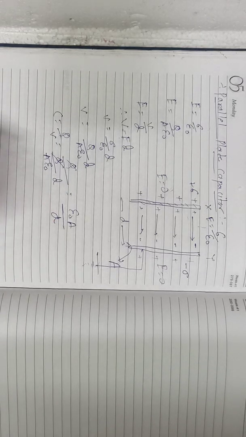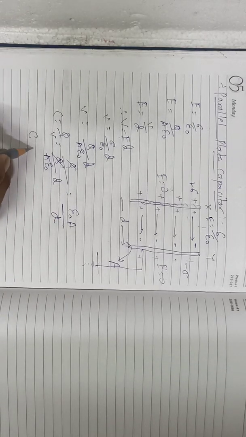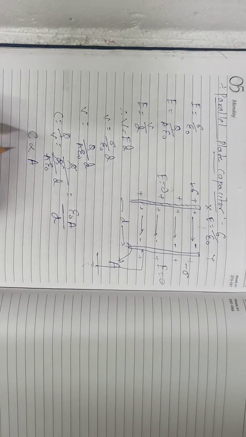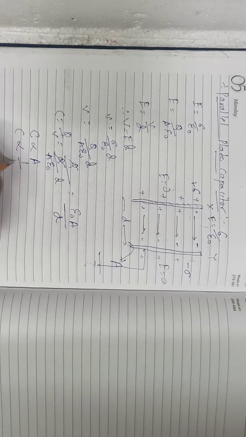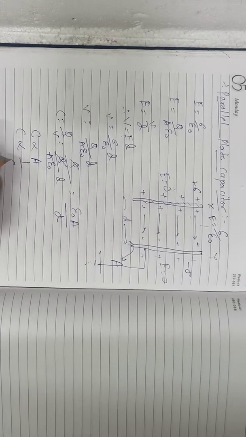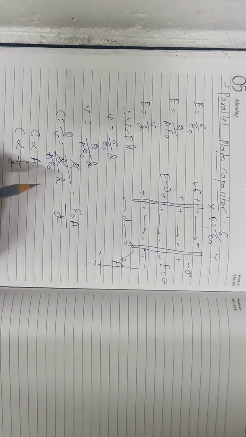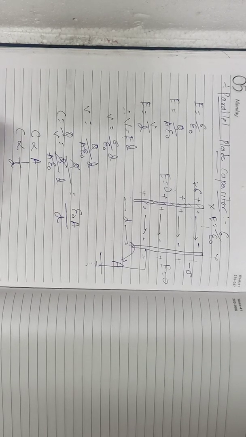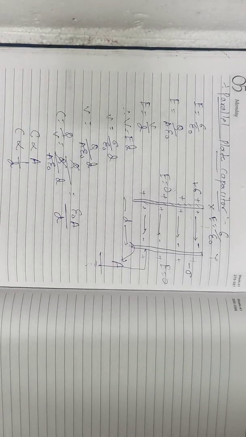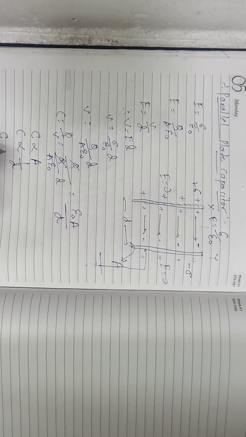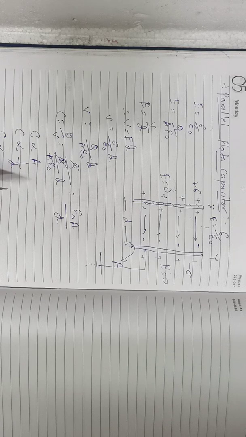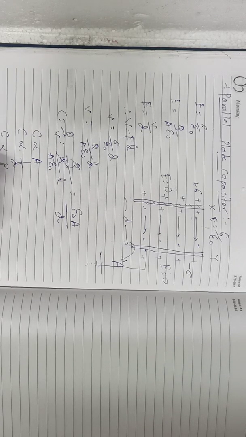Now you can see from here that the capacitance of a parallel plate capacitor is directly proportional to the area of the plate, inversely proportional to the distance between the plates, not the square, only the distance, and it is also directly proportional to the permittivity of the medium between the two plates.